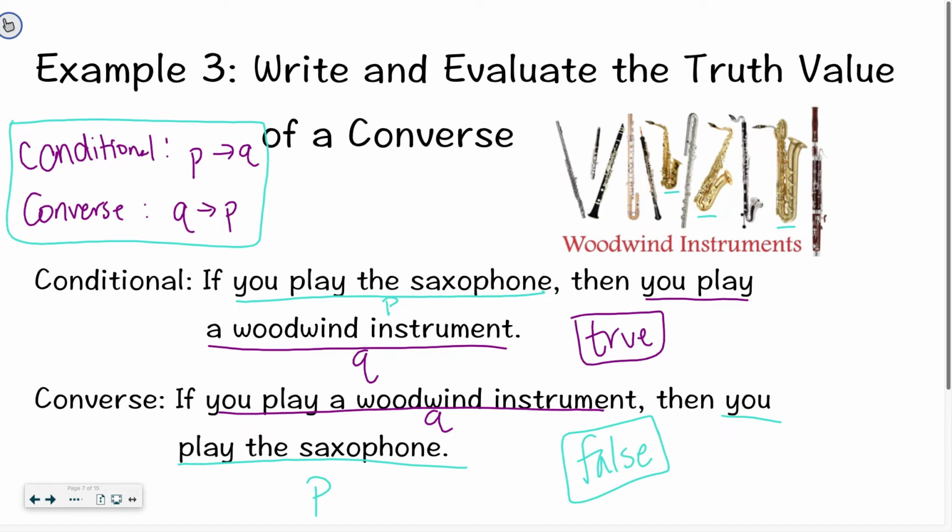The converse is when you flip the order. So if you notice, I changed the order down below. If you play a woodwind instrument, then you play the saxophone. Okay, so are there any other woodwind instruments that are not saxophones? Yeah. We have the flute, we have the clarinet, the oboe, we have the bassoon. We have lots of other instruments that are not saxophones, but are still woodwind instruments. So the truth value of that would be false, because I could list a counterexample.